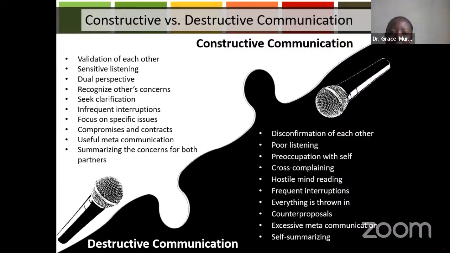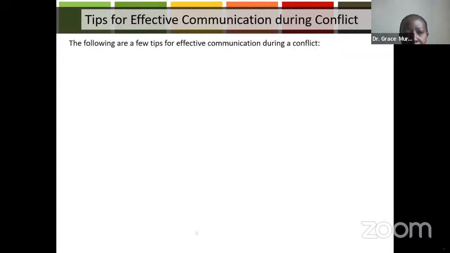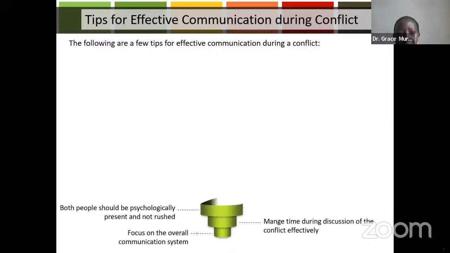At the end of this course, go back and ask yourself, how do I handle conflict? Is it constructive communication or destructive? Am I constructive in the way I communicate? Which skills do I have? Pick the right skills, practice them over time. Before you know it, you'll really be good in conflict management. Okay. So these are some of the tips on effective communication during conflicts.